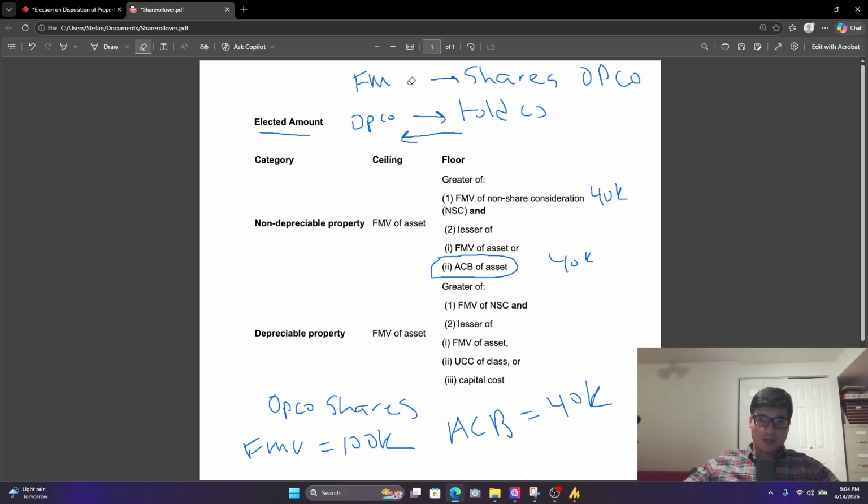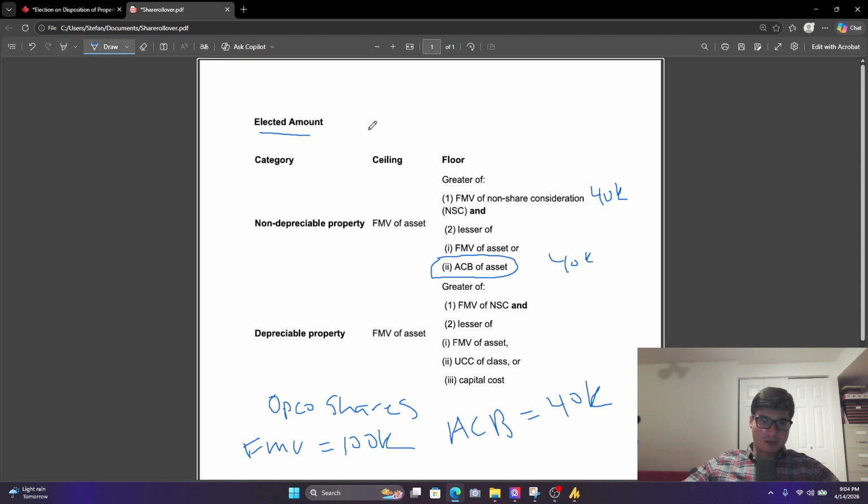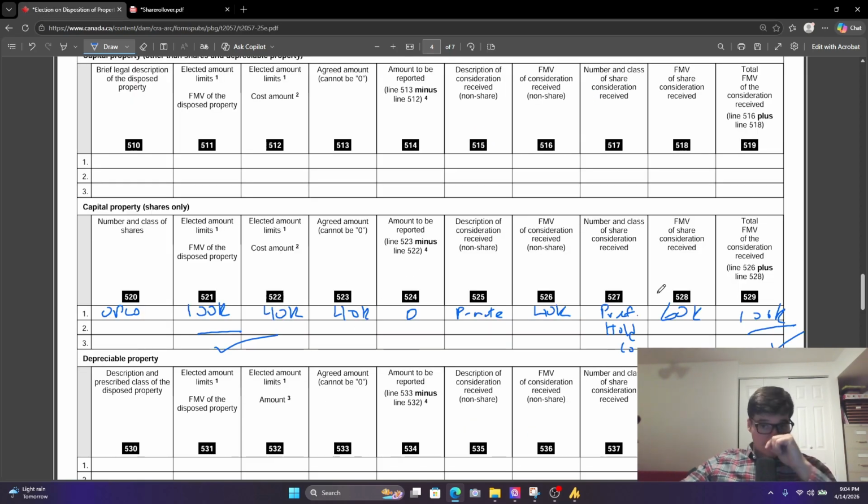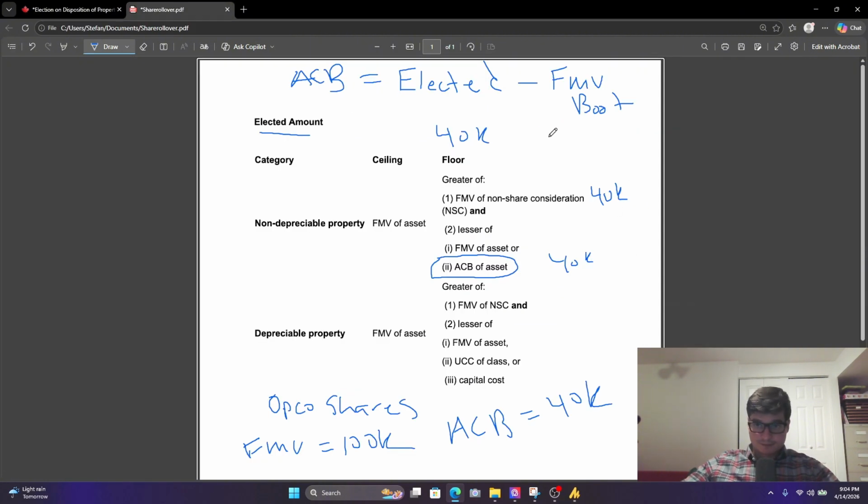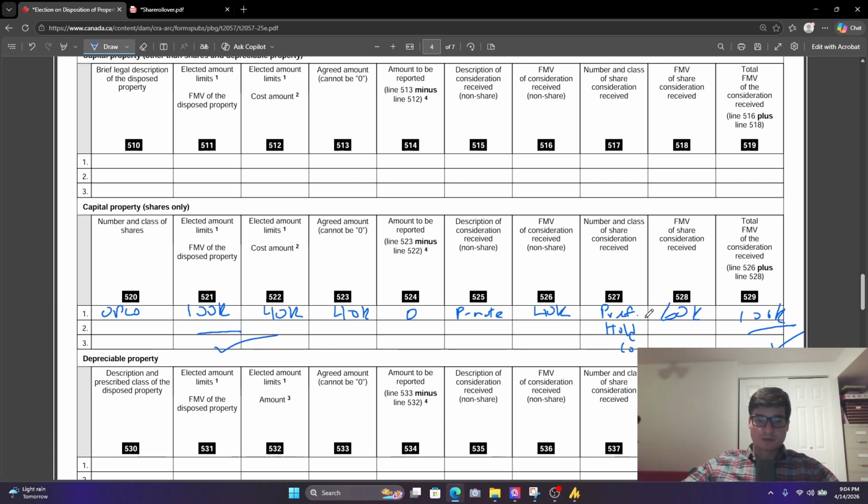So if we go back and we just erase this. So we want to know what the ACB is for that amount. Our ACB will be the elected amount minus your fair market value of the boot. So our elected amount was 40,000, right? This was our elected amount. And our fair market value of the boot is 40,000. So our ACB of our preferred shares is 0.